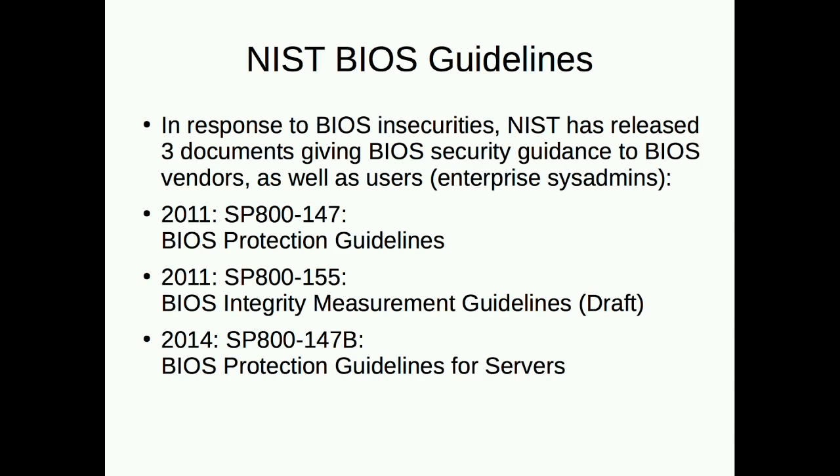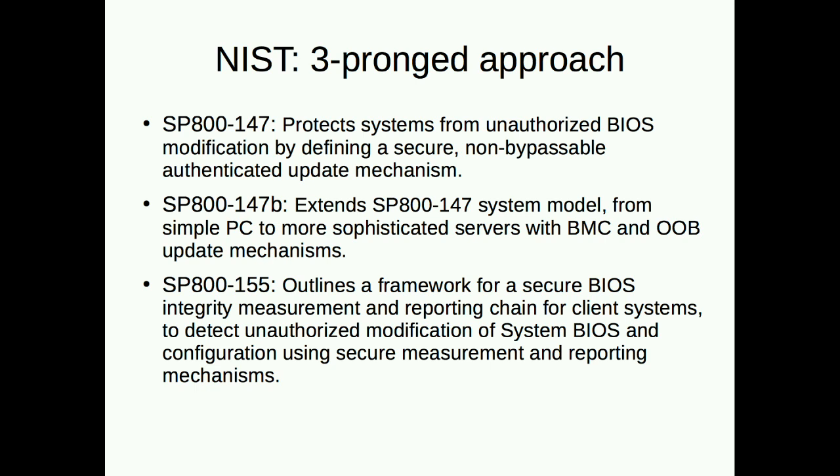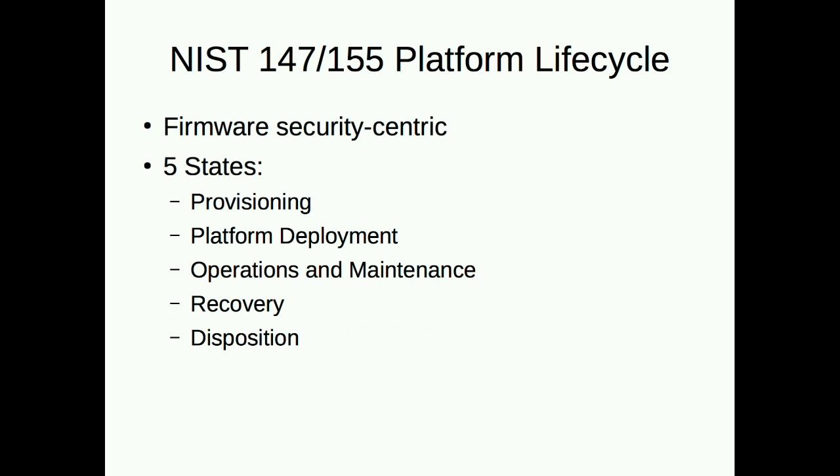Now, NIST has three sets of documents, 147, 155, and 147B, and they say BIOS, but BIOS these days is pretty much a synonym for system firmware, so it means UEFI or coreboot or U-Boot, whatever. So there's three things. 147 basically introduces the PKI like verified boot or secure boot. Then we want measurements with TPMs to trace things, and 147B extends the definition of a PC to a fancier server with rack mounts and blades and a BMC controller, so one piece of hardware is in charge of others. So the platform lifecycle, from when you first get it to when you get rid of it: you provision it, you deploy it, you maintain it, you recover it, and dispose of it.